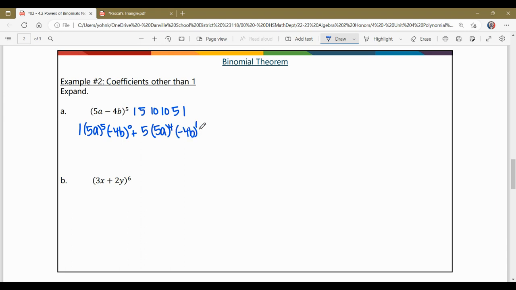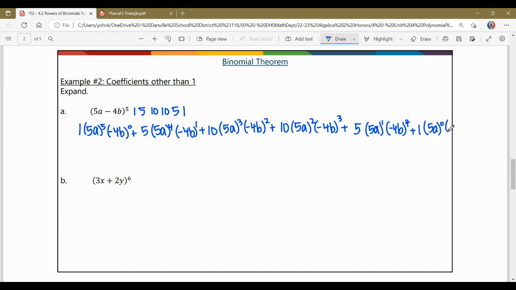-4b to the 1st, plus 10, and then 5a to the 3rd, -4b squared, plus 10, 5a quantity squared, -4b quantity cubed, plus 5, 5a to the first, -4b to the fourth, and finally 1, 5a to the 0, -4b to the fifth.